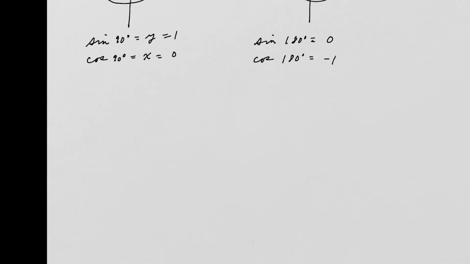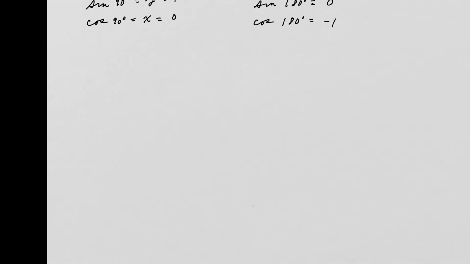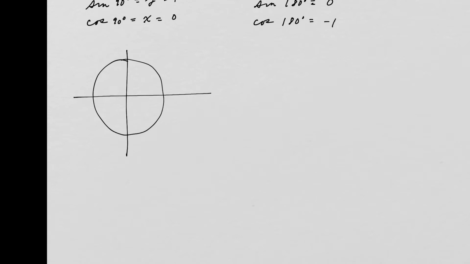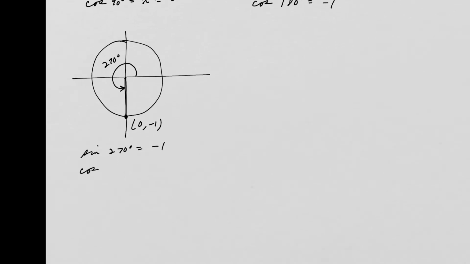And then the two other special angles are 270 and then 360. Now 270 would be like this, from here all the way to here. So the coordinates of that point are 0, -1. That means sine of 270 is going to be y, which is -1, and cosine of 270 is going to be equal to x, which is 0. And then finally, 360.